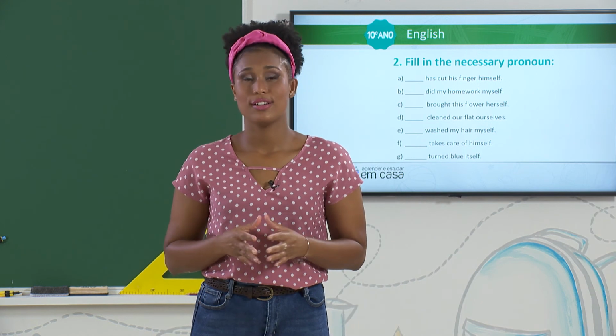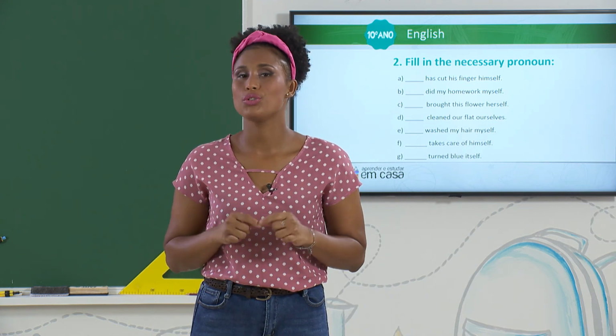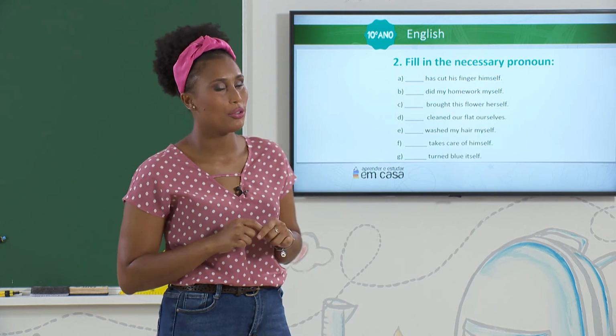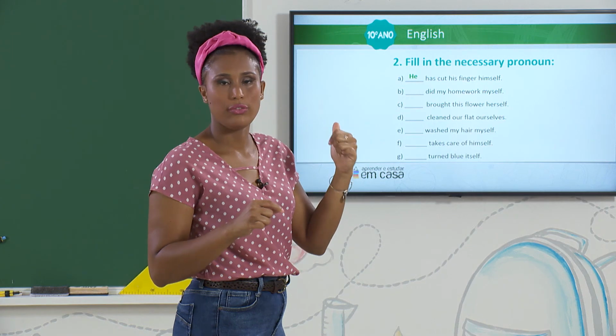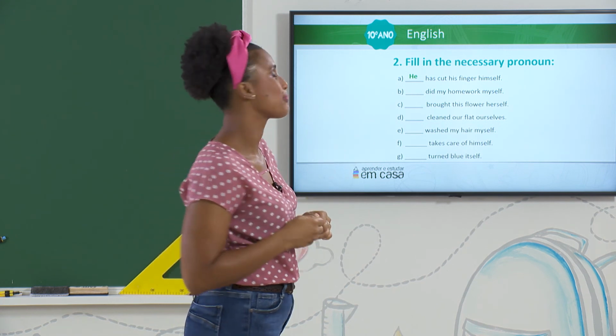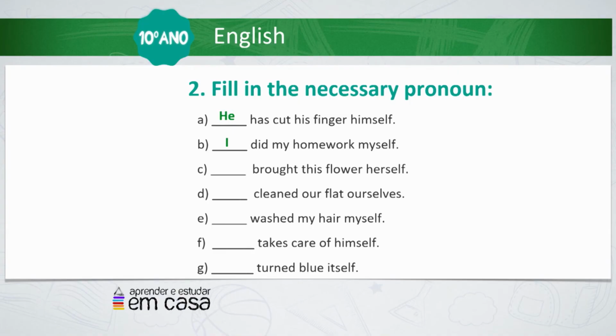So let's correct. Let's see, what did you do here? Which pronoun did you use? First one, A. We have himself, so which pronoun is suitable here? Let's see. Yes, he has cut his finger himself. He, himself. If you use the box that I gave you, you will not have problem here. B, I did my homework myself. I, myself. Me, myself, and I. Remember? Yes.